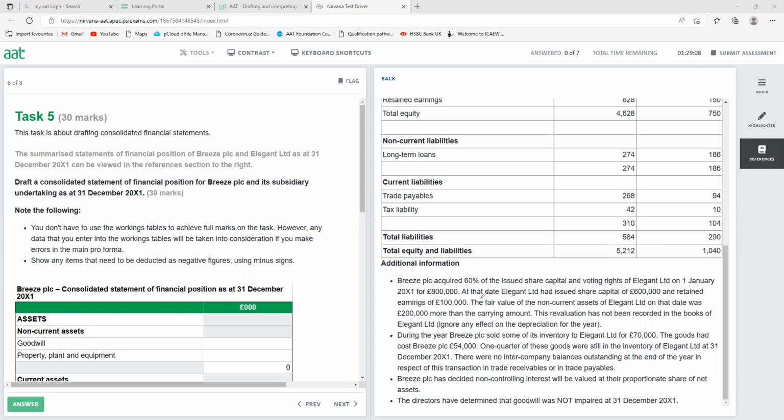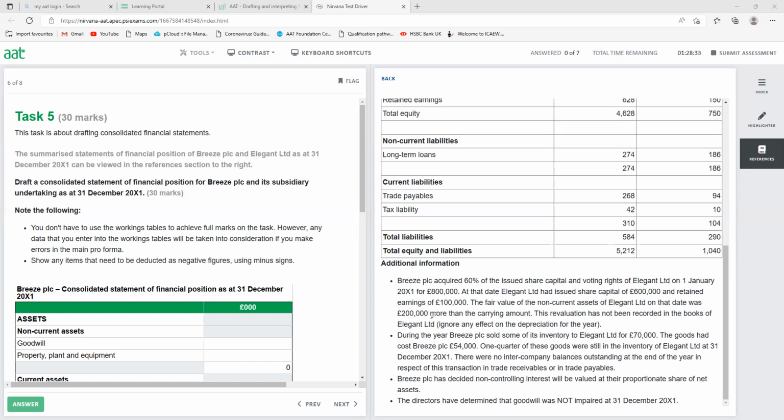At that date, meaning the day I buy, 1st of January, the date of acquisition, E Limited had issued share capital of 600,000. So their issued share capital was 600,000. Retained earnings was 100,000. So remember, the retained earnings at that day means on the day of acquisition. So the acquisition date and the post-acquisition date are not the same. Remember that.